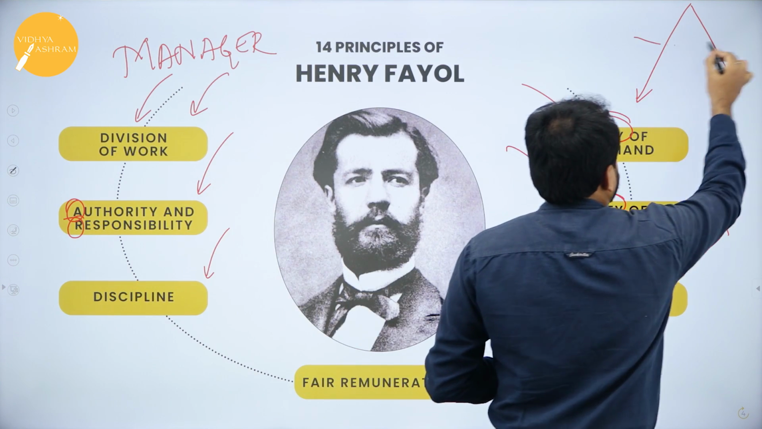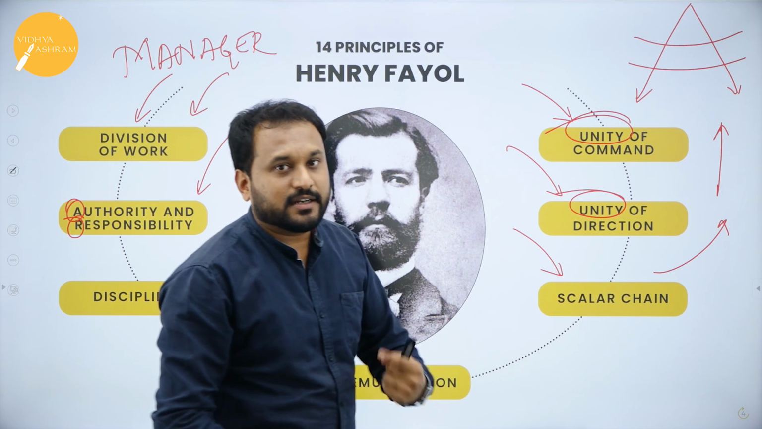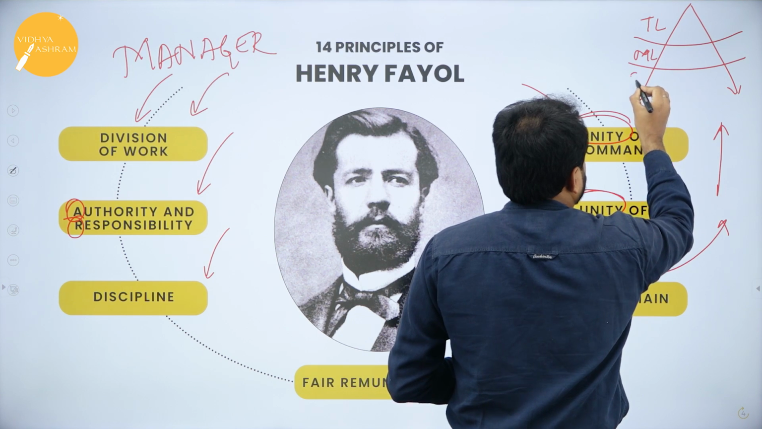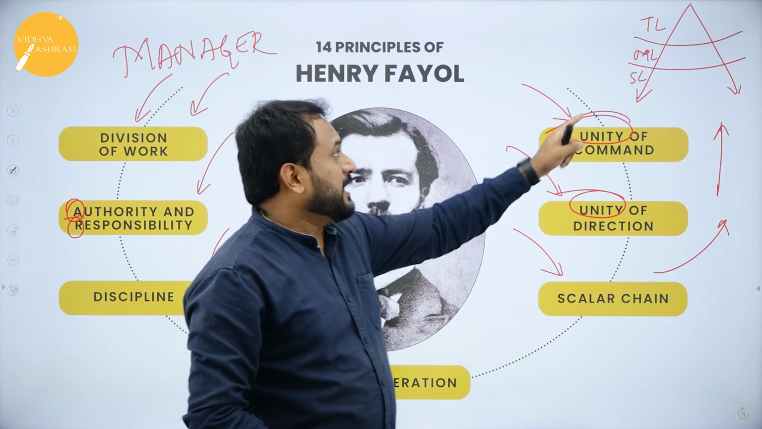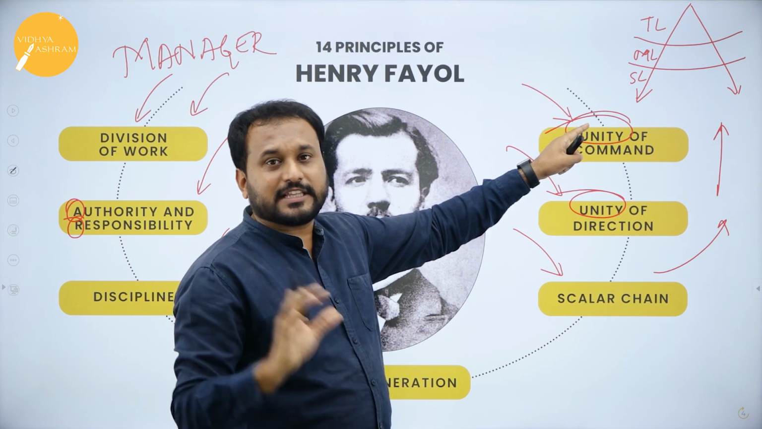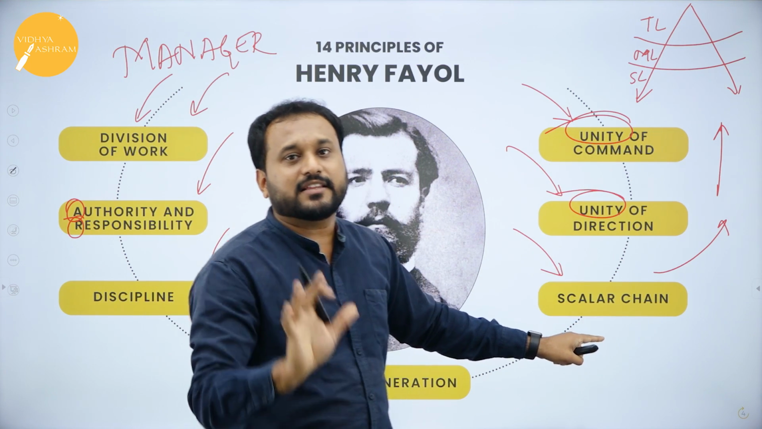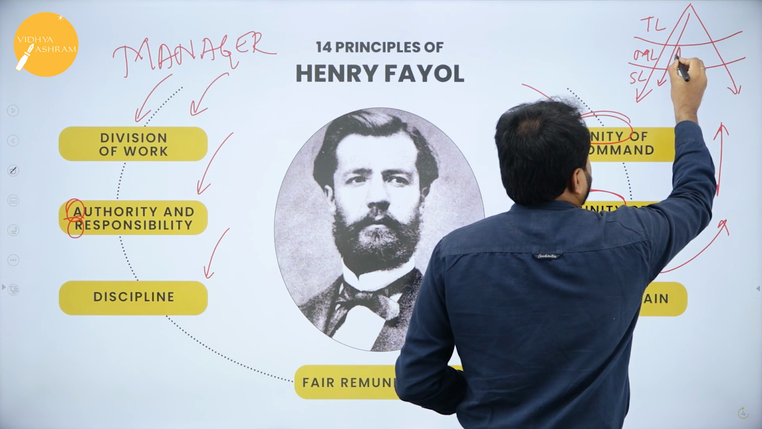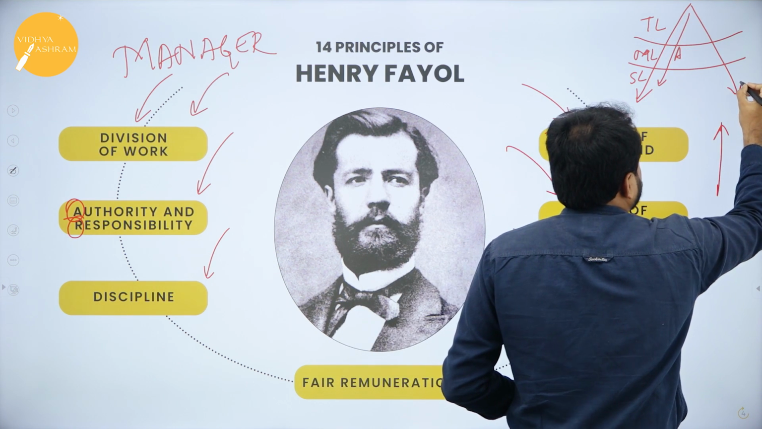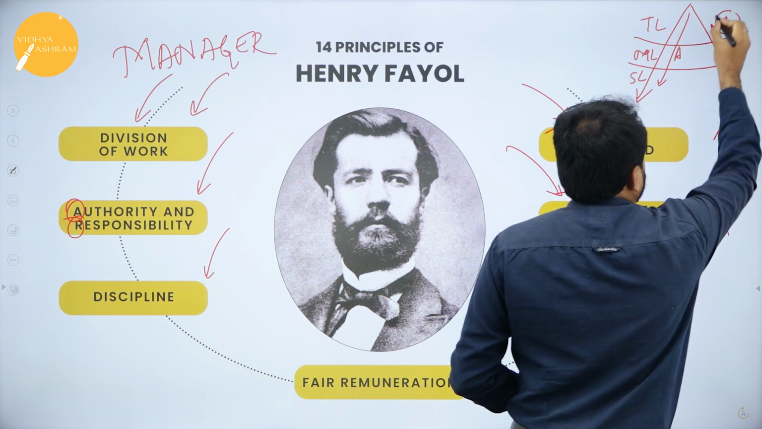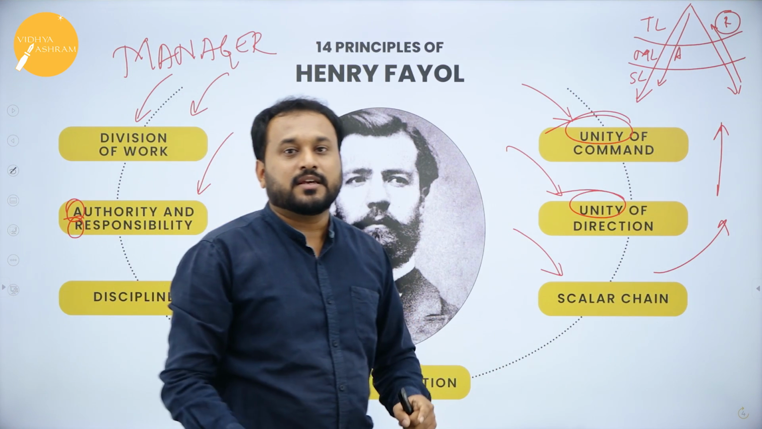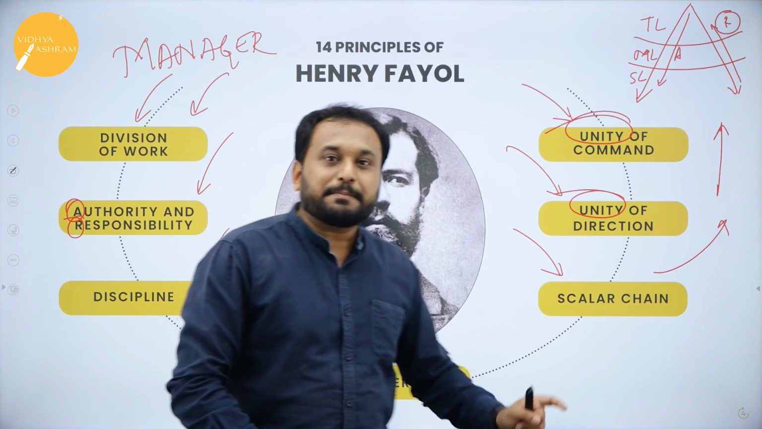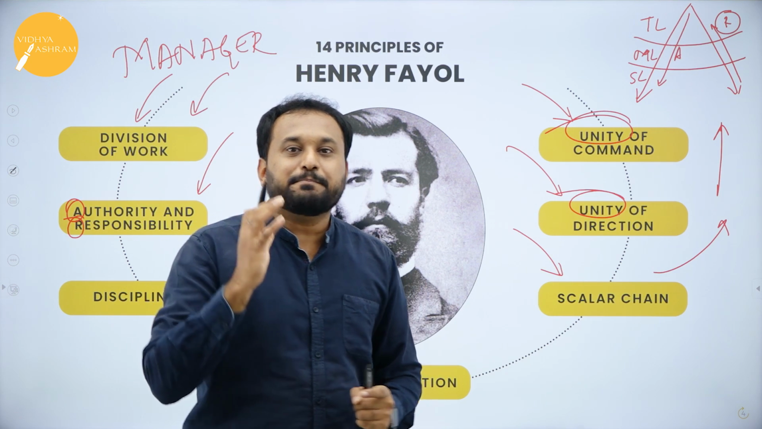We have three types, right? We call it three tier levels: top level, middle level, supervisory level. You understand this? In my sessions we have understood the levels of management. Scalar chain is exactly the levels of management. Scalar chain means the authority flows from top to bottom and responsibility goes from bottom to top. Only when you have scalar chain, you will get discipline. And scalar chain is a military concept.